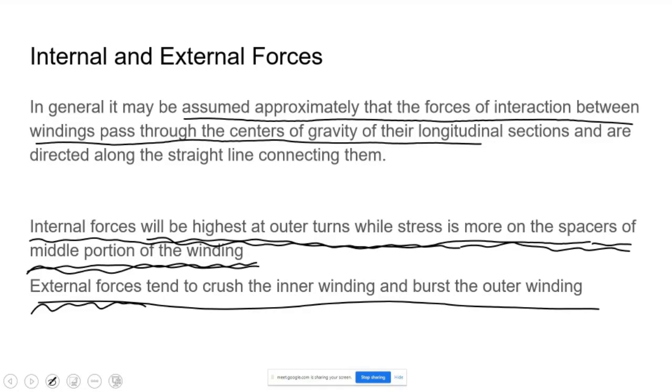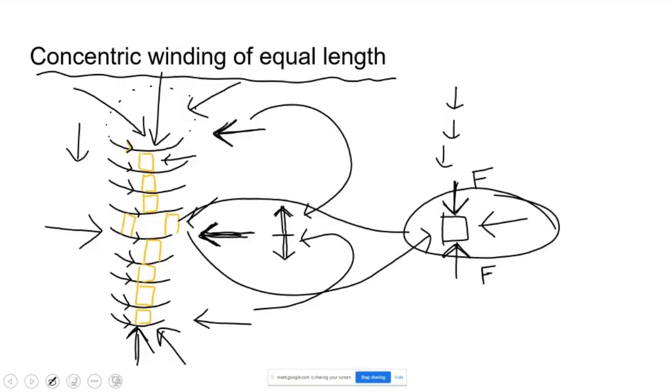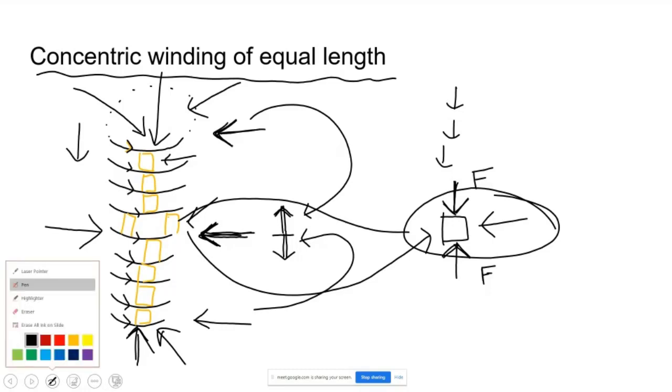It is rigidly placed in the transformer with spacers, with winding turns, and it is very tight winding. They will be rigidly, tightly packed actually. So therefore, we can consider the centers of gravity of their longitudinal sections, and the forces are directed along the straight line connecting them. So this can be used for the analysis. Now let us consider the transformer having windings of equal length.